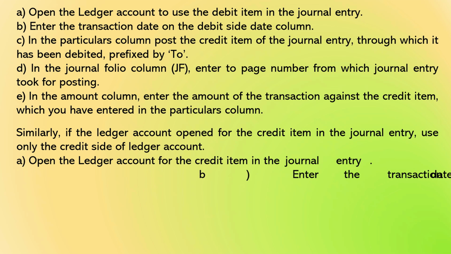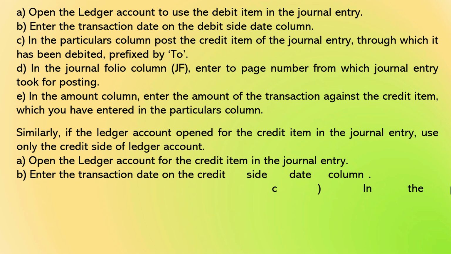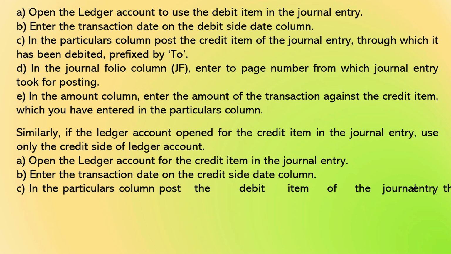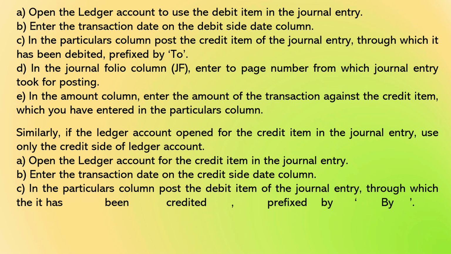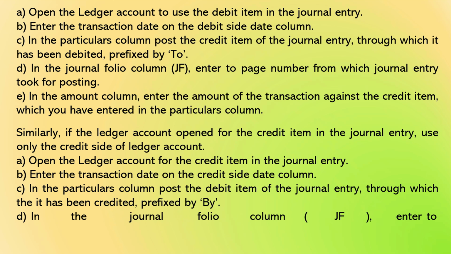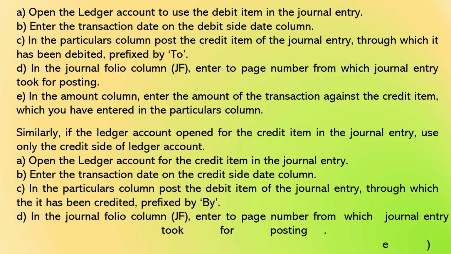C. In the particulars column post the debit item of the journal entry through which it has been credited, prefixed by "by". D. In the journal folio column, JF, enter the page number from which journal entry is taken for posting. E. In the amount column, enter the amount of the transaction against the debit item.